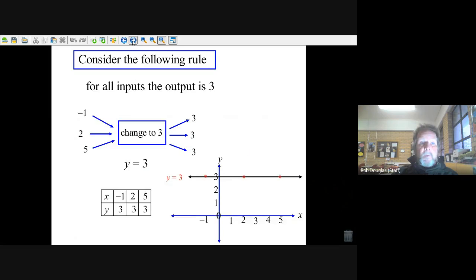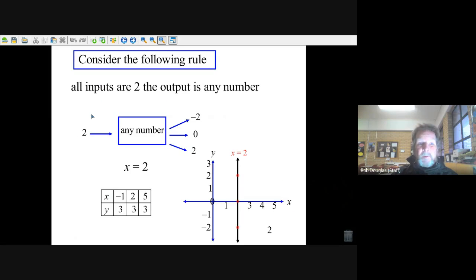What if you had a different rule? What if the rule was this? You only put in 2. You're only allowed to put in 2. It's the only input number. And the rule is any number 2 will turn into. So you put in 2, but then it can turn into anything you like. It could turn into -2 or 0 or 2.